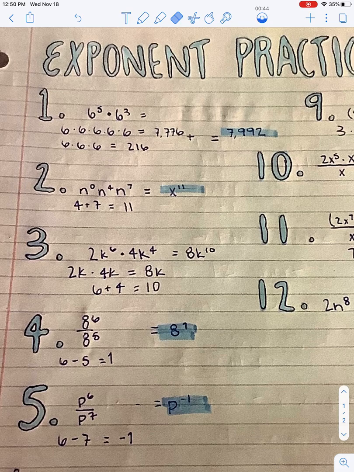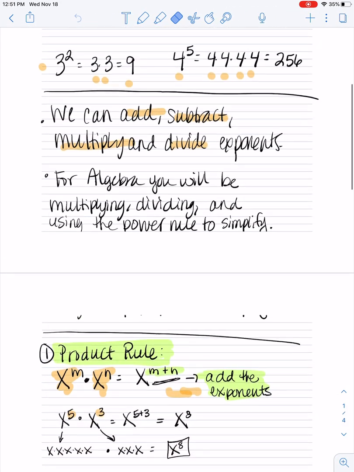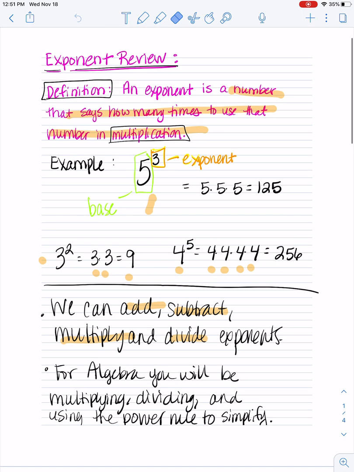I'm going to be flipping back and forth here through the exponent rule notes that I shared with you. The first thing I wanted to go over is the definition of an exponent. An exponent is a number that says how many times to use that number in multiplication. So we have 5 to the third power here. Our base is 5. That exponent of 3 tells us that we are multiplying 5 3 times. Same thing with 3 to the second, we're multiplying 3 2 times. Same thing here with 4 to the fifth, we're multiplying 4 5 times.